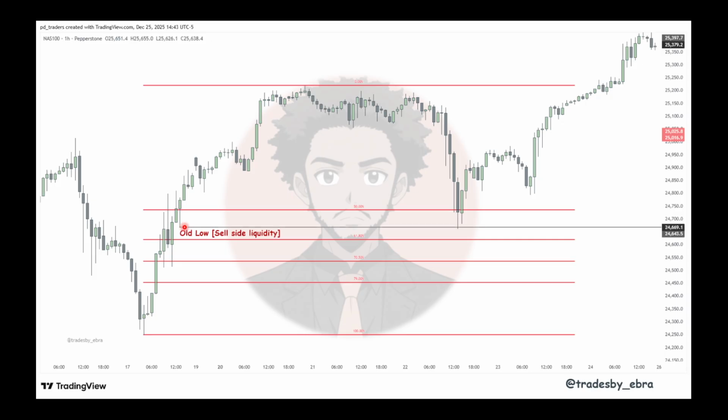It is sell side liquidity. It is an old low. Price dropped to that low. But I want us to mark this price. It is 24.66. That is the price that we're having here, because we're going to use it. We want to see how price returns to this level.